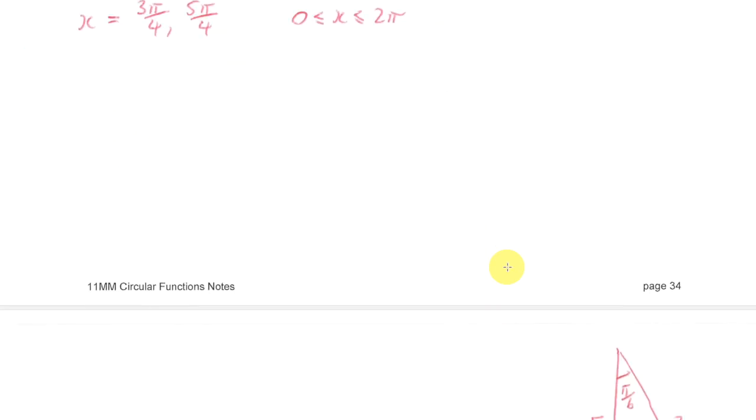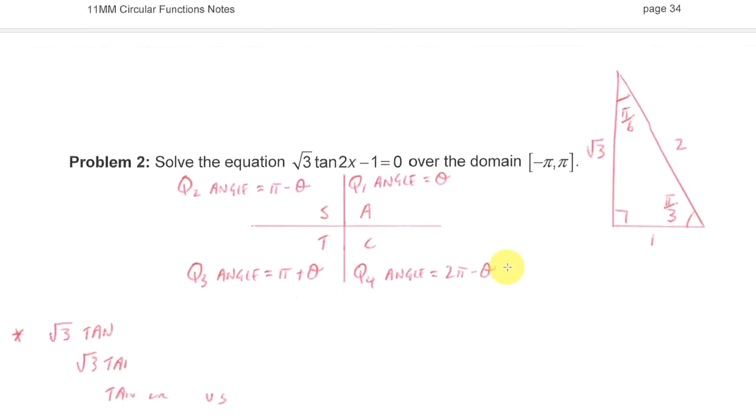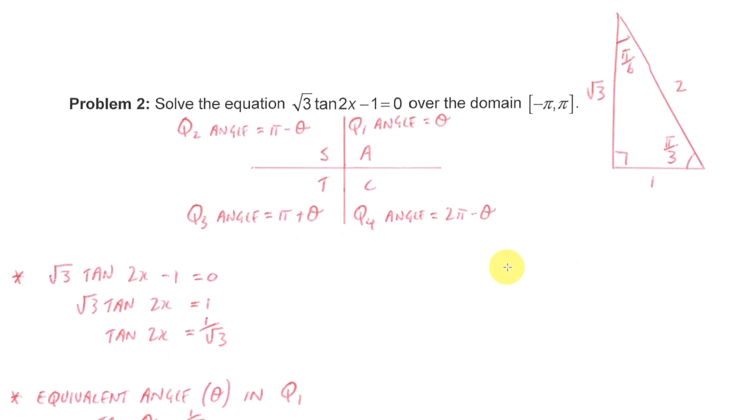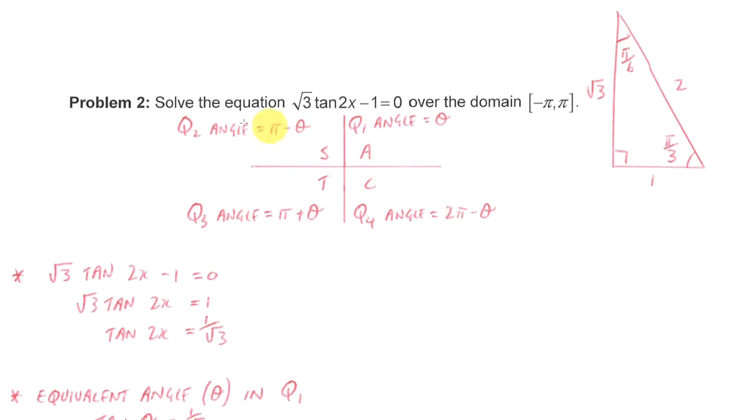Okay, looking at problem 2. Solve the equation square root of 3 tan of 2x take away 1 equaling 0 over the domain that we're going from negative pi to pi, including those values. Again, we need that bit of information about the unit circle, and in this case we need this exact value triangle.